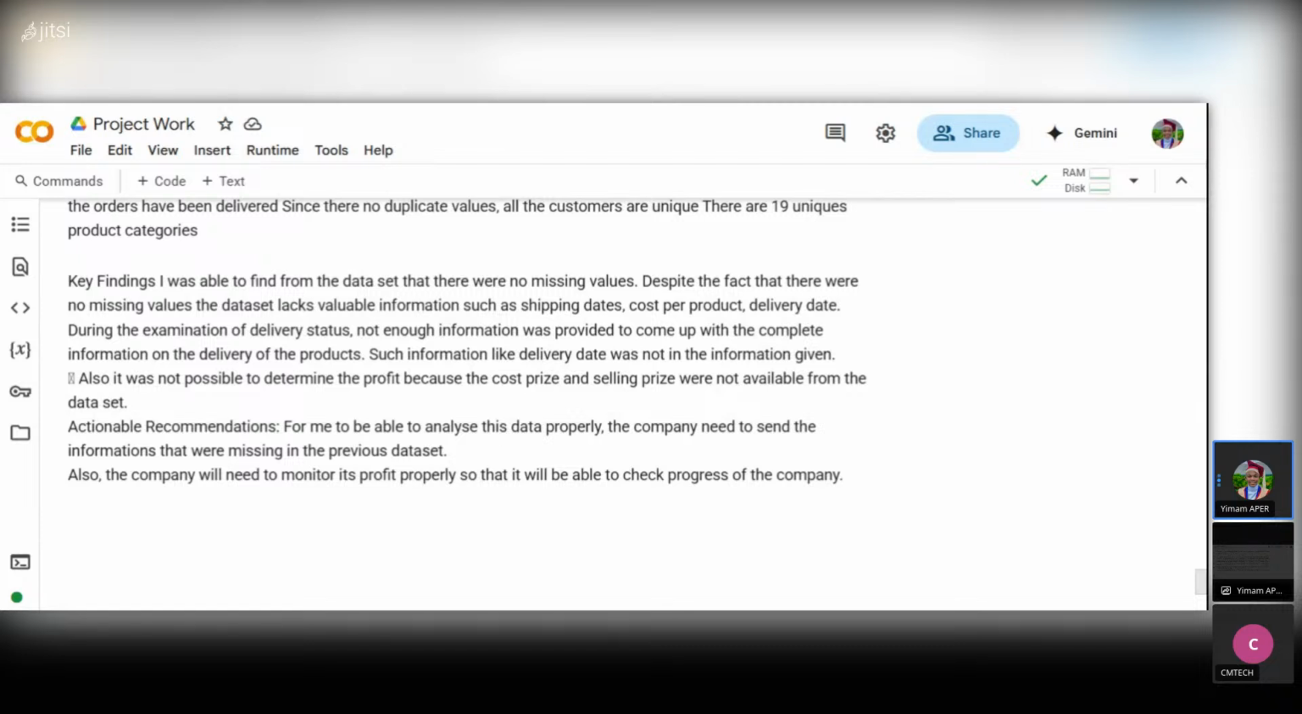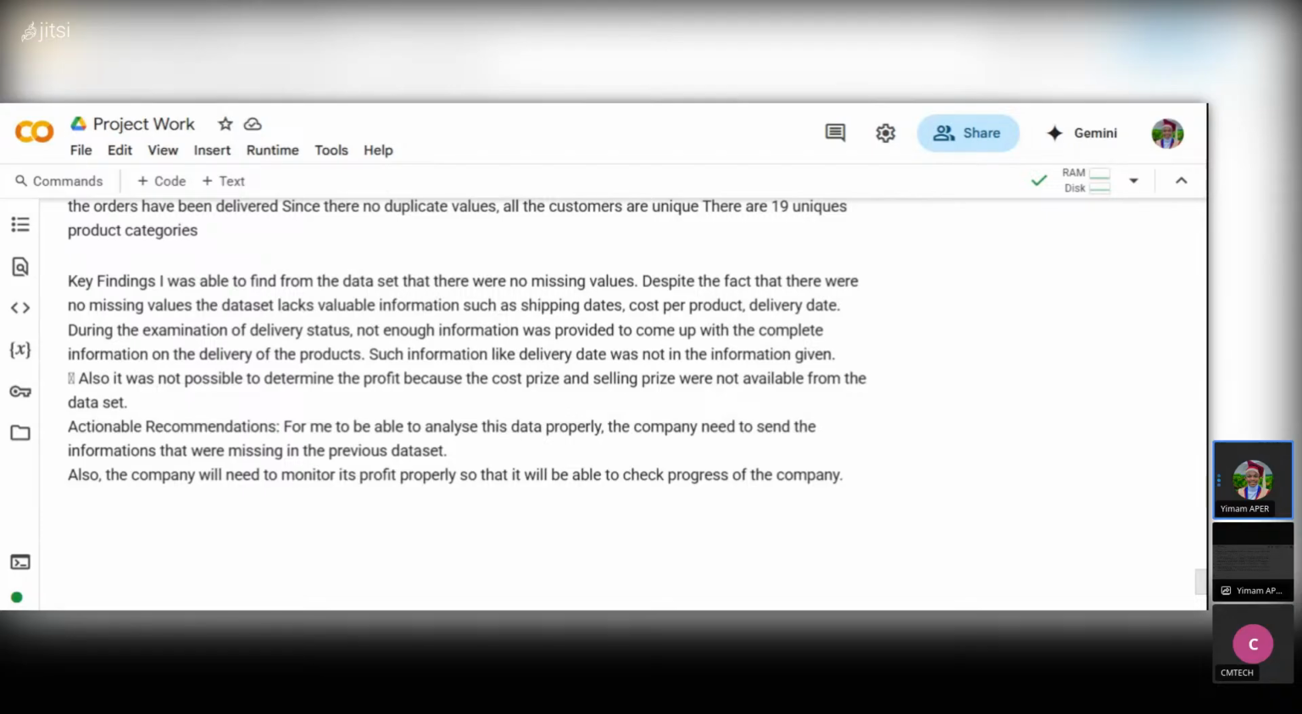Actionable recommendation for me to be able to analyze the data properly and to attend to other requirements of the data, the company will need to send the information that was missing in the previous data set. Also, I will recommend that the company should be careful to monitor their profit properly so that they will be able to check the progress of the company, because you cannot be selling things and there is no column for selling price and the rest, and we're not able to calculate the profit, and we're not able to get the mean and everything.